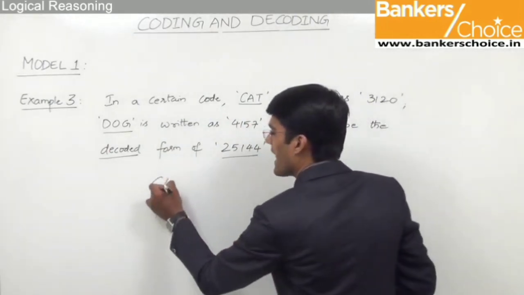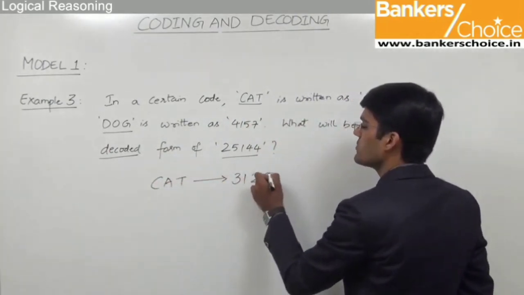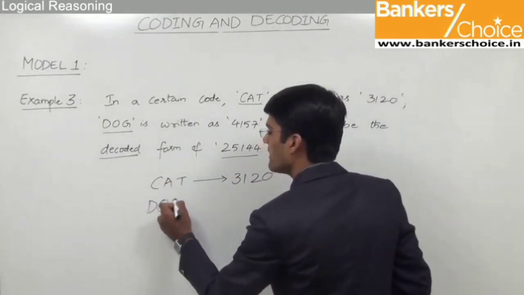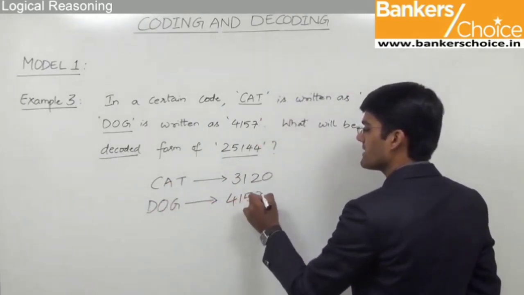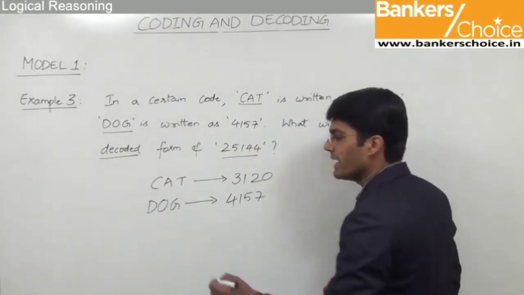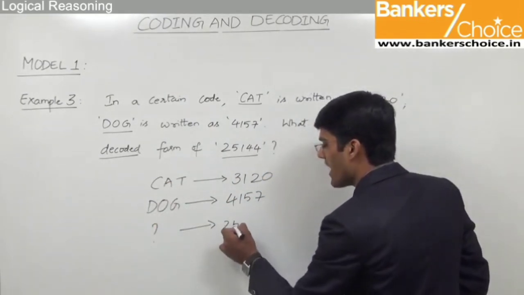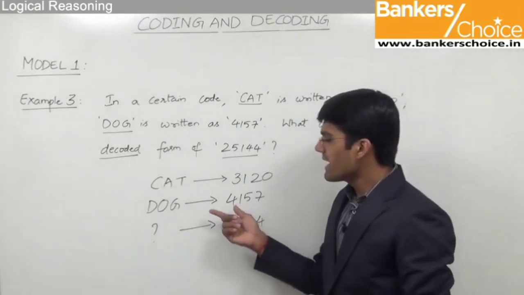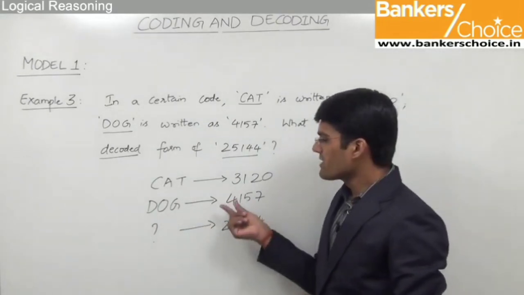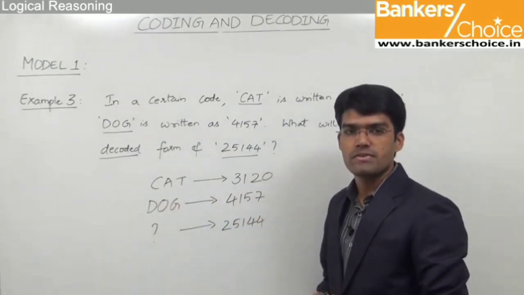So the word cat is taken as 3120. Dog is taken as 4157. And we need to find out the decoded form of 25144. If you try to understand the coded form, here the logic is nothing but the positions of the letters of the given words.